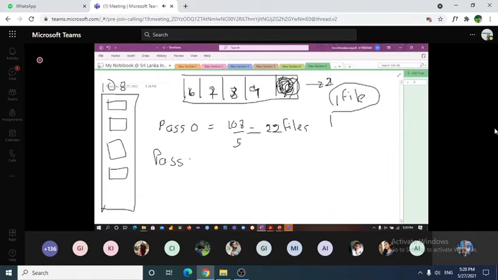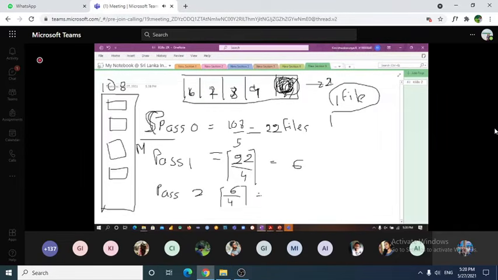You sorted and got the 22 files. Now what you have to do is merge these 22 files and finally get 1 file. In pass 1, I told you the last one is allocated for output. So you get 22 divided by 4, ceil value. Then you will get 6 files. Likewise, in pass 2, you have 6 files and 4 frames. You get the ceil value, and the value will be 2 sorted files.